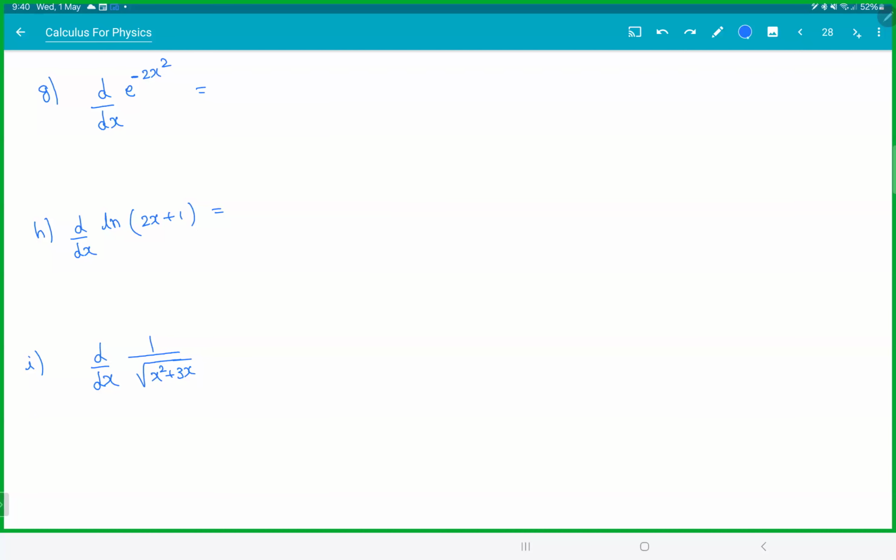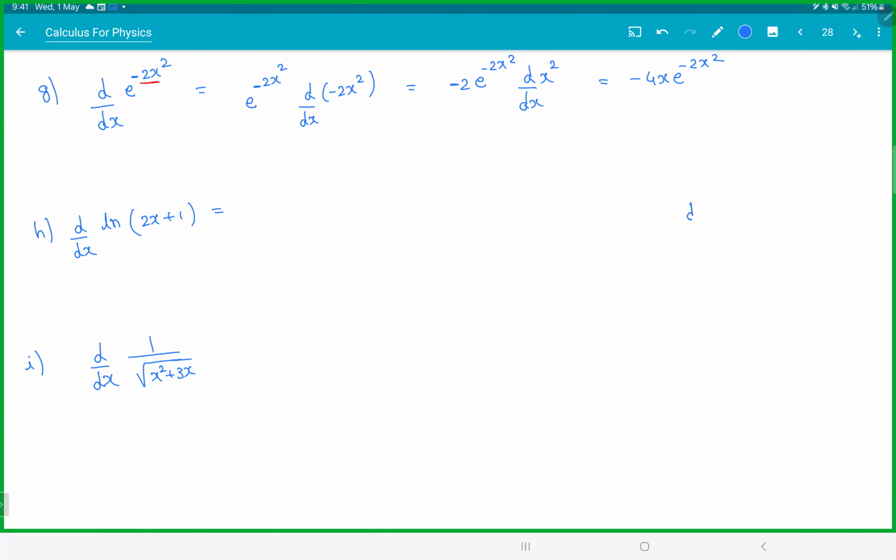Let's say this one. So this is looking like e power some function. So this is e power that same function, because when you differentiate e power x, you get the same thing. So e power something is e power something, and then differentiate that function, which is minus 2x square. So minus 2 comes out, e power minus 2x square. So now you're differentiating x square. The differential of x square is 2x. So minus 4x e power minus 2x square. Check.